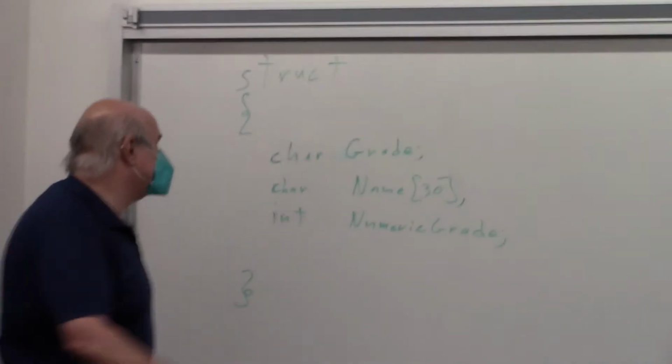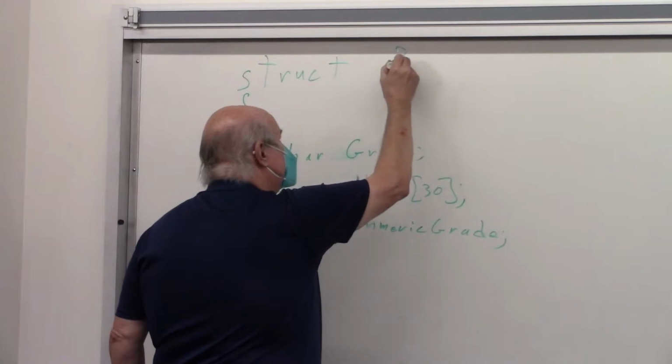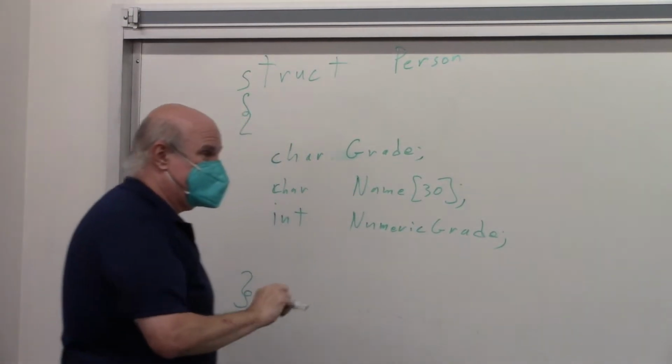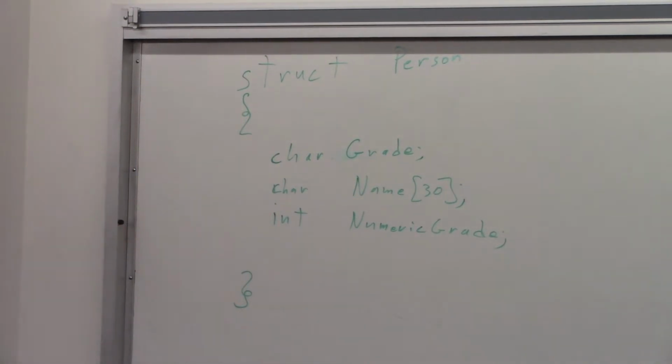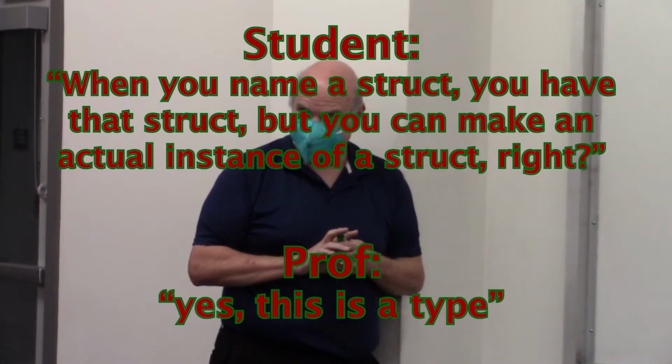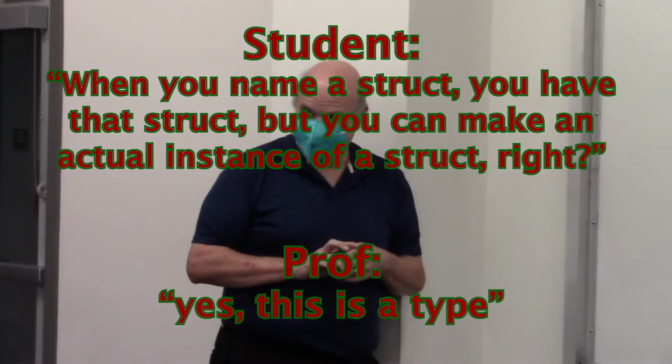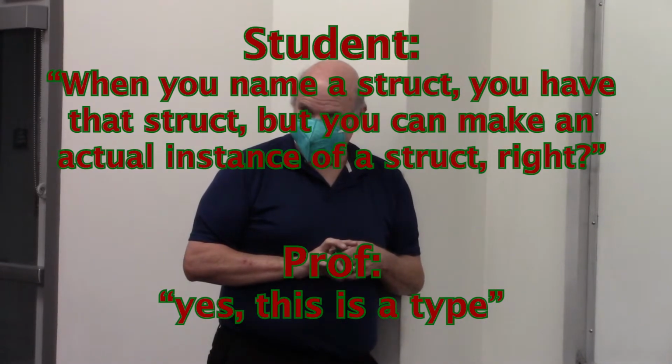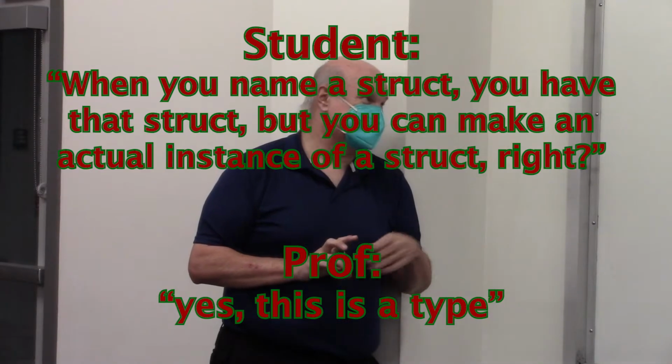So you can see that now we're making a nice little struct for this person. You may want to give the struct a name. We're going to make all this a little easier when we get to typedef, but you may want to give it a name, struct person. There you have it so far. This is what we went over last week. Any questions so far? When you name a struct, you can then make an actual instance of a struct, right? Yes, this is a type.